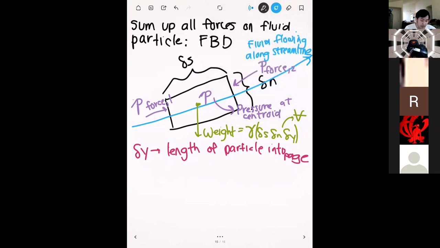Right. So this figure has a lot going on, but the only forces that we're going to consider here are the weight of the particles, in green, and the pressure forces that are acting. One is pushing the fluid along the streamline, coming from the left, that's P force 1, and coming from the right, opposing it, is P force 2. Those are the three forces that we're going to consider.